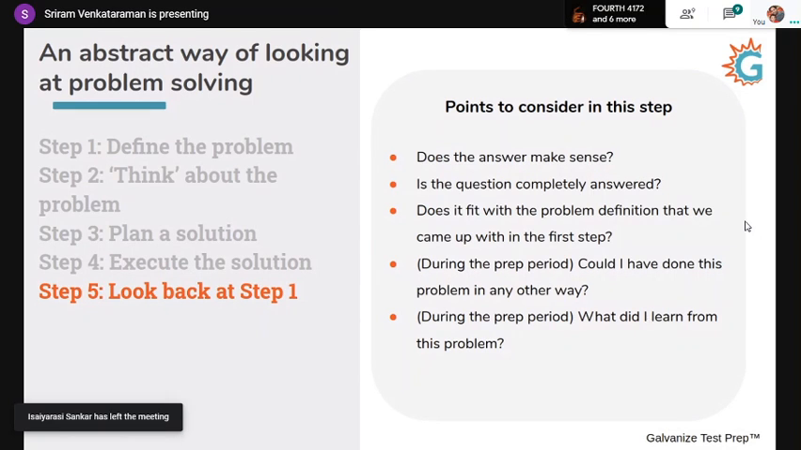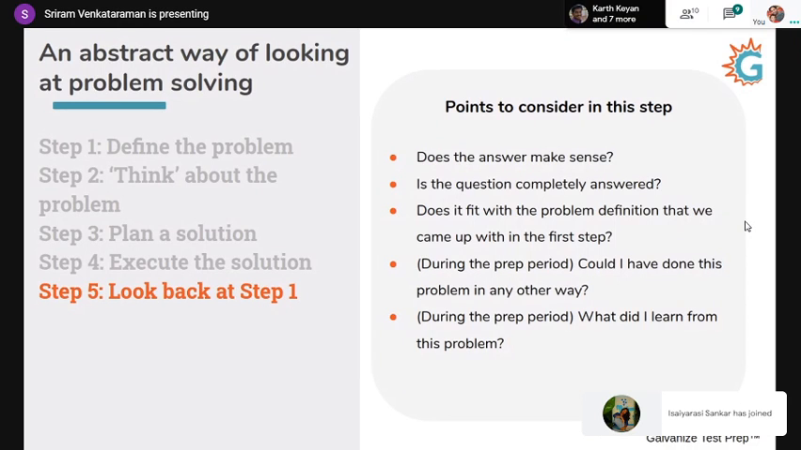Make sense? So during the prep period, we advise our students to also think about how you could have done this problem in any other way, and also think about what you learned from this problem. Okay? So far, so good? Any questions?